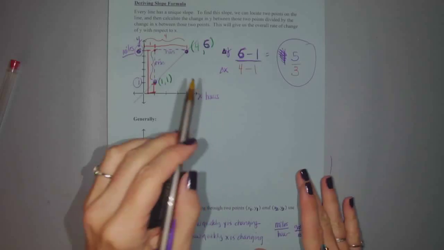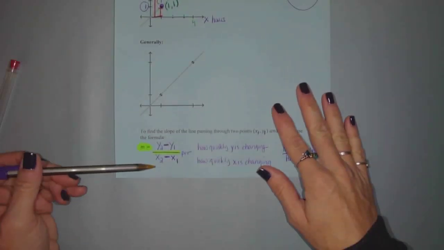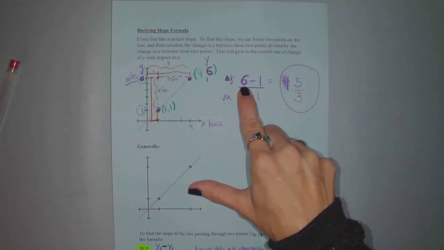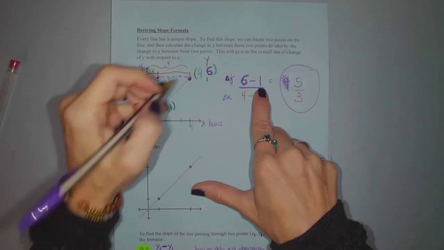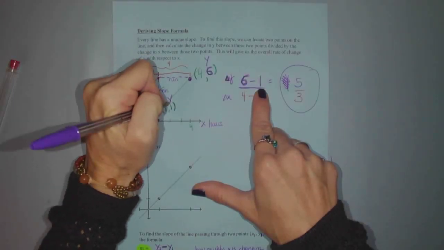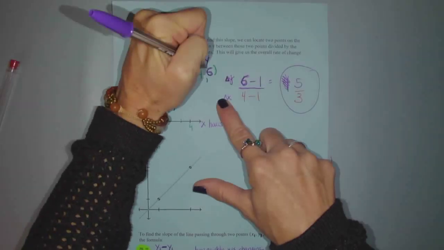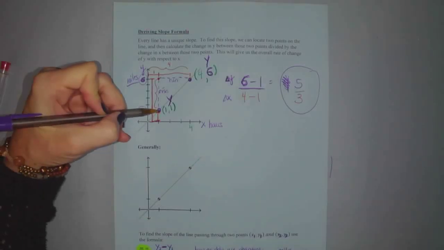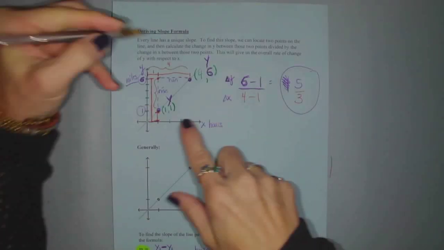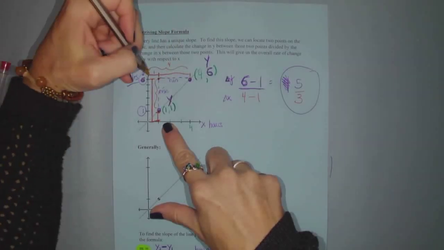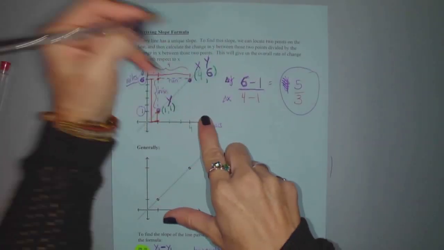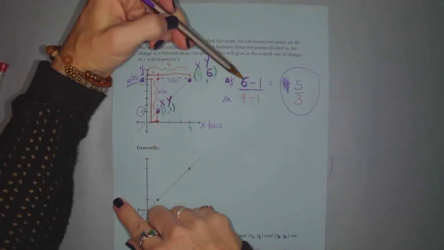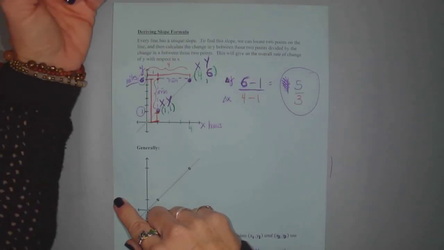So notice what I did here. Now look at this formula down here. Notice what I did. I took the 6, which was a y value, and I subtracted this 1, which was another y value. So I took a y value minus another y value, and I divided by an x value over another x value. So I took a y minus a y divided by an x minus an x.